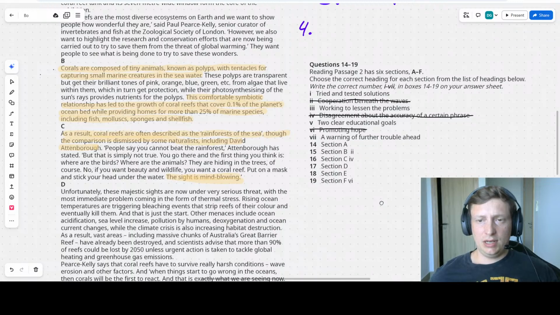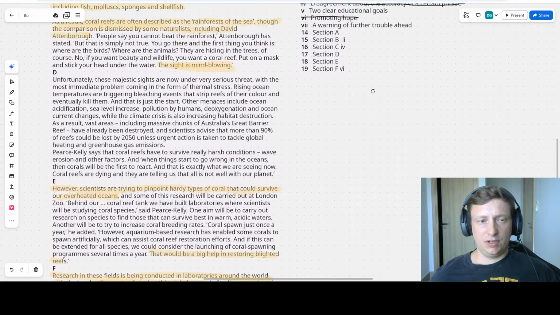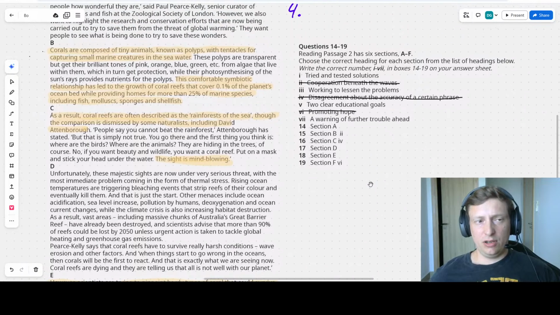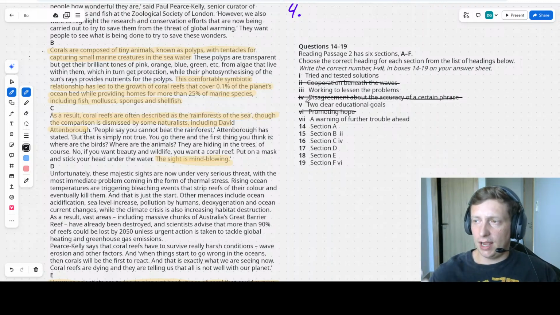Solutions, no. Lessen the problems, yeah, I think so. Educational goals, no. A warning of trouble ahead, no, I don't think so. Also, another quick little side tip is when you have trouble ahead, you can see if future dates stand out to you or language to describe the future stands out. It's always going to help you identify this time tense.